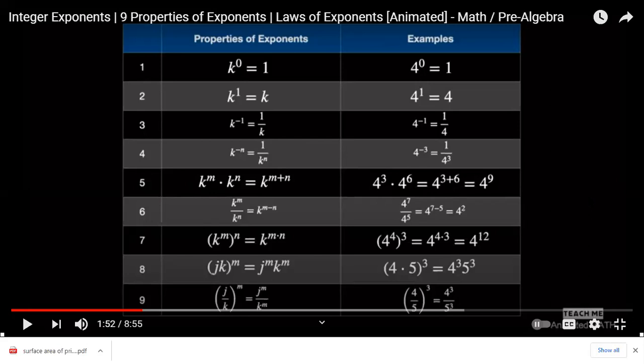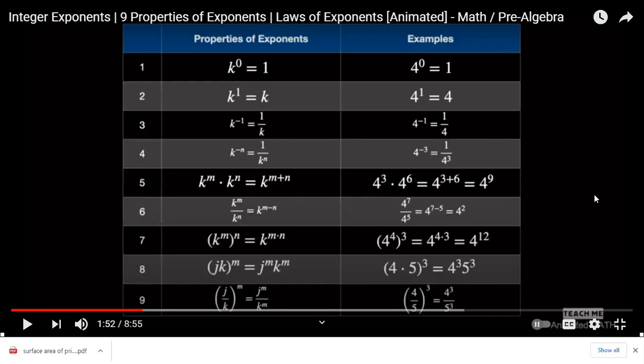K power m times k power n. You have to note that we should have the same base. So if you have k power m times k power n, we have the same base, right? Then once you have the same base and we want to multiply, we have to add the two exponents together.